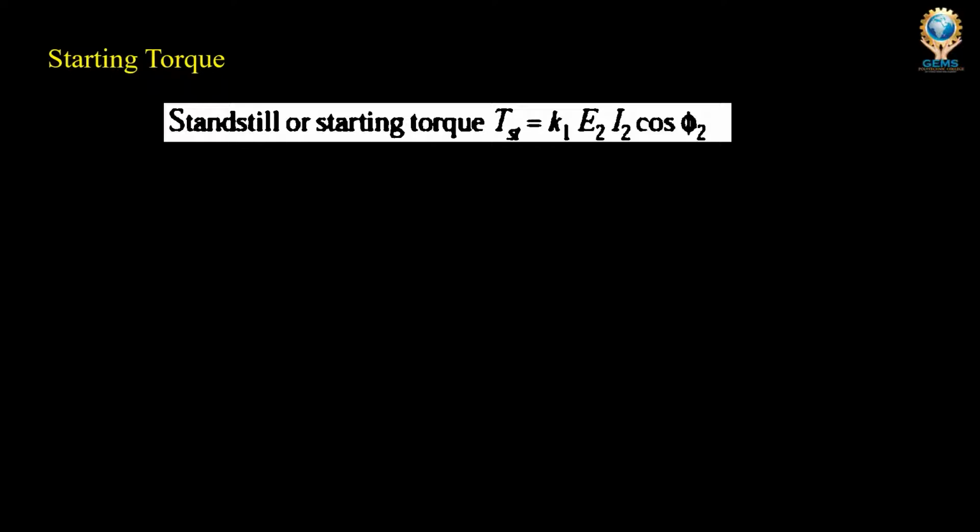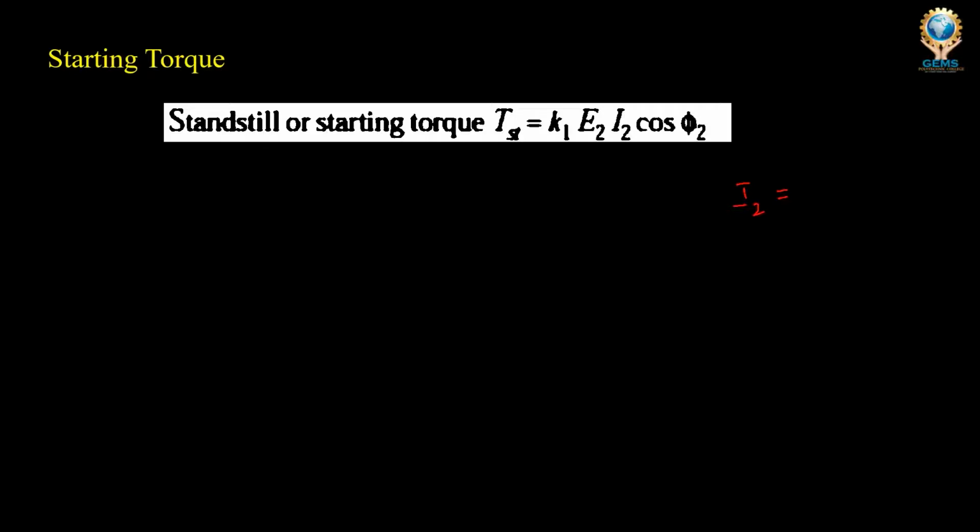So K1 into E2 I2 cos phi 2. In the previous video we saw the E2 value, I2 value and cos phi 2 value. Here we need not worry about the E2 value. E2 we can keep as it is, like E2. We can derive the I2.